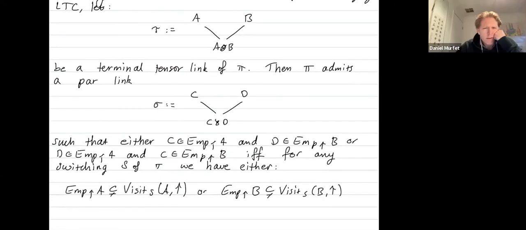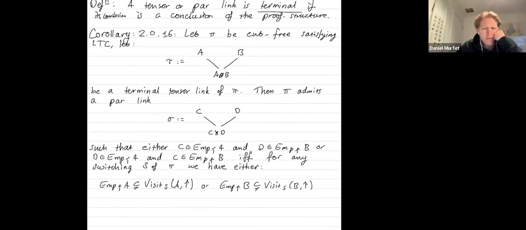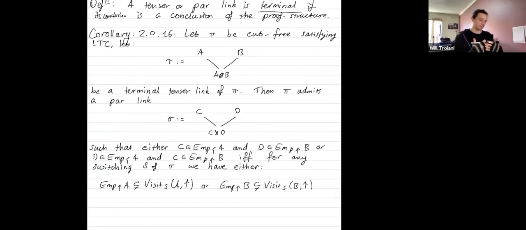What's the role of the tensor link in this? It's just that if not all your terminal links are pars, you can do this, or what? I don't understand. Yeah, that's definitely the case that we're interested in. So we're interested in a case where all of your conclusions to the proof are tensor links, right?